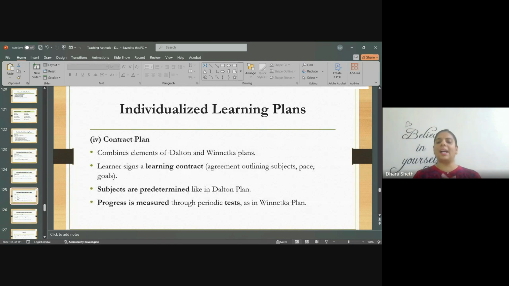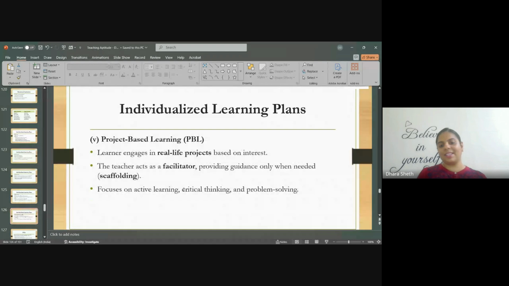Contract plan is a mix of Dalton and Winnetka plan. Like the learner has a learning contract that these are the subjects, this is the pace, and the subjects are predetermined. But like in Winnetka plan, periodic tests are done to measure progress. And the last one is project-based learning. That is, you do projects to learn. So these are 5 individualized learning plans, and that finishes learning, which is the most important concept after teaching.